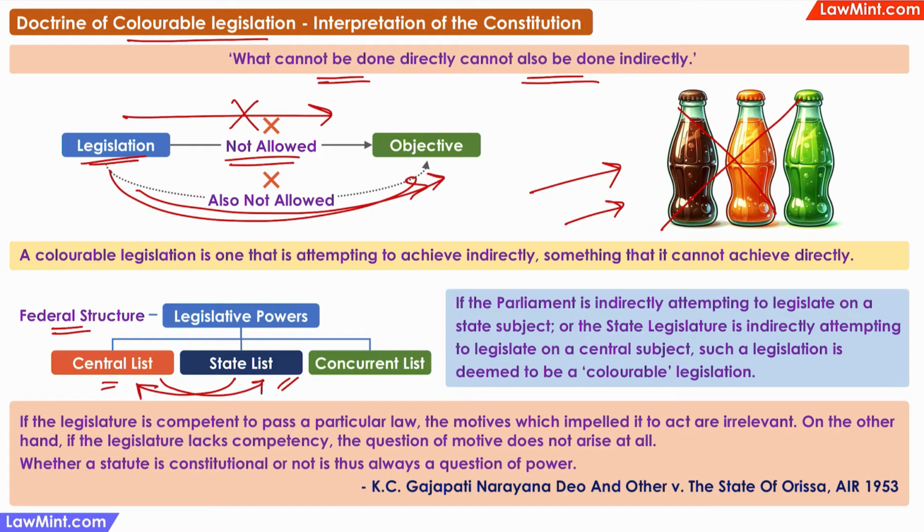In the K.C. Gajapati Narayan Deo versus State of Orissa case, the court clarified that when it comes to colourable legislation, it comes down to a question of whether the legislature has the required competency or not. If the legislature lacks the competency to pass the law on a subject, then the question of the motive of the legislature does not arise at all.